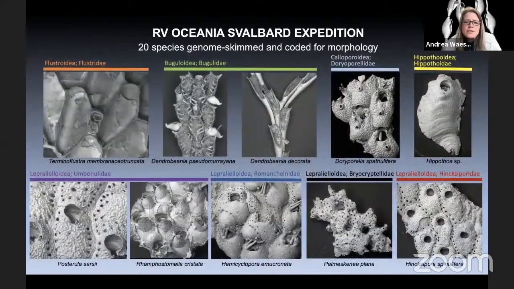So this gives you some of the images of the species that we collected. So these are 20 species that we've already genome skimmed and coded for their morphology. And many of these only occur in the Arctic, so it was well worth going there. And in particular, we had on our hit list this species, Hinksipora spinulifera, because this family only occurs in the Arctic, and we didn't have any material for this family yet. So it was crucial to get material for this family.